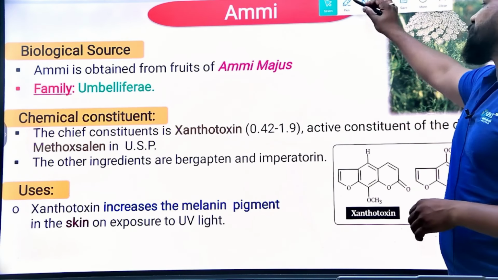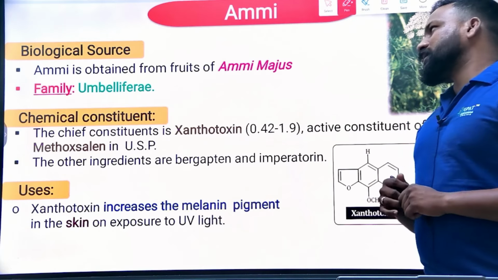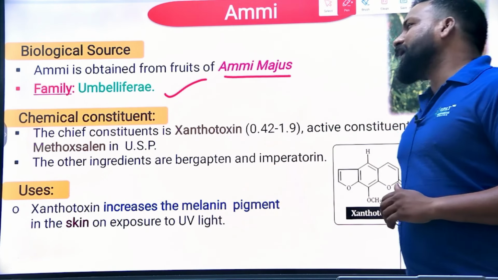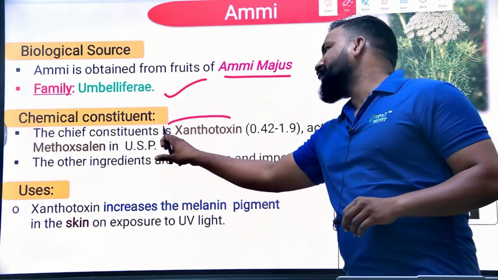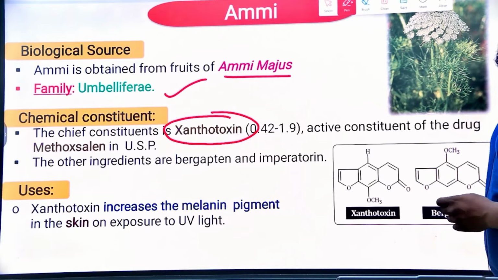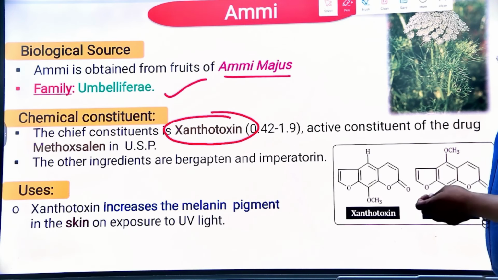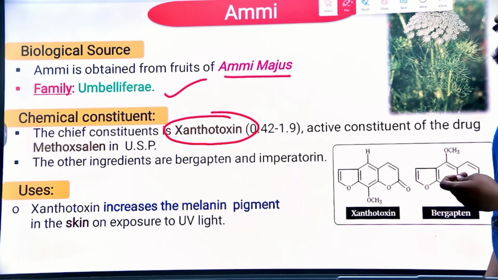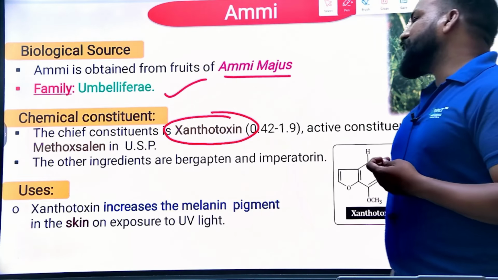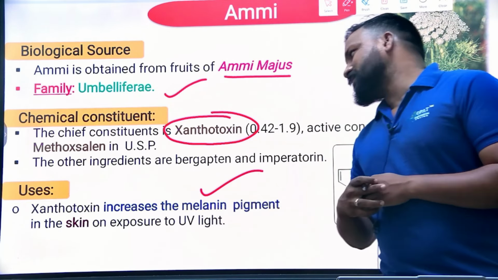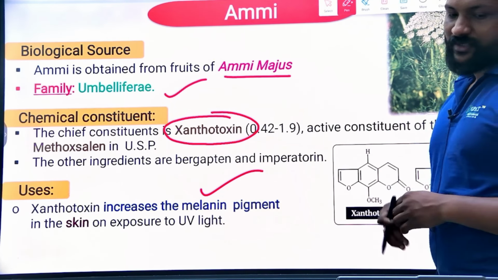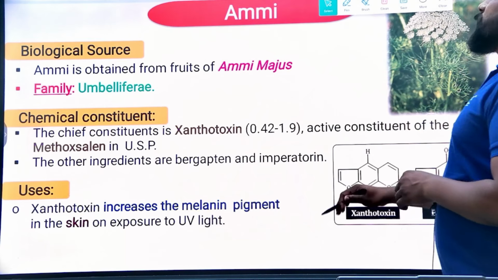It is obtained from the fruits of Ammi majus, family Umbelliferae. It contains an active constituent called xanthotoxin. Commercially it is distributed as methoxsalen. Clear? It is mainly used to increase melanin pigmentation in the skin when exposed to UV light. It is a psoralen. Clear? Yes. Next question, come on, almost there.